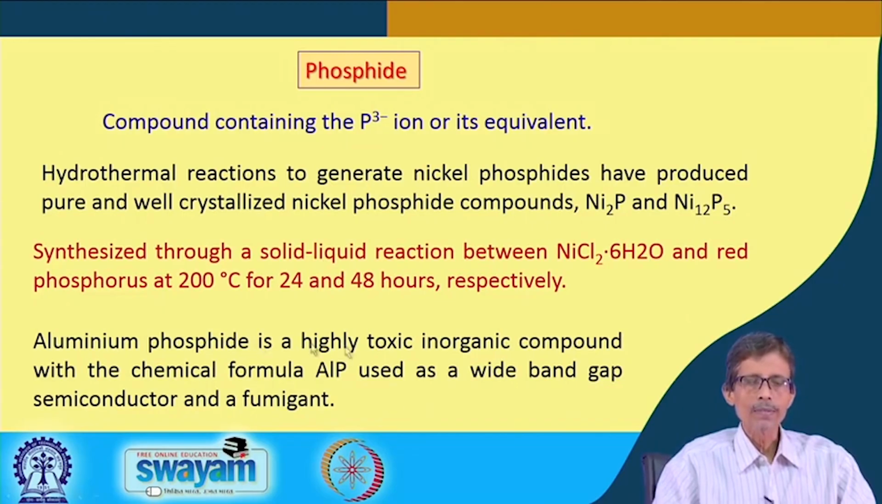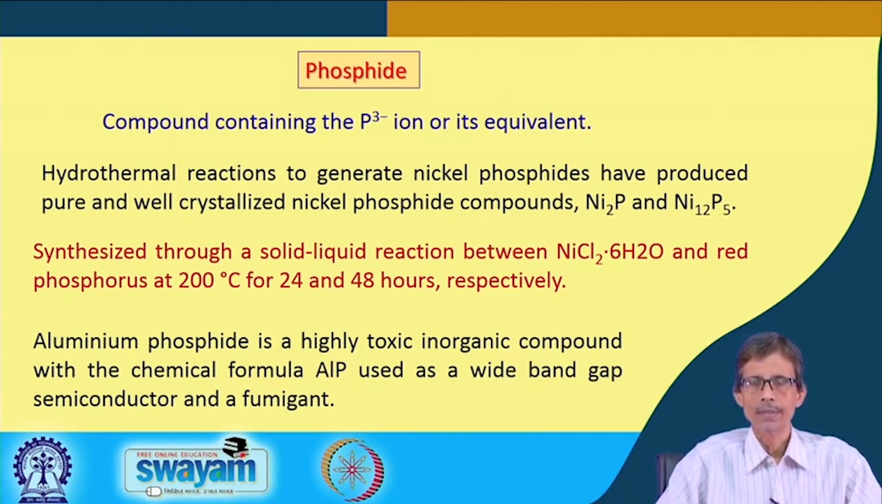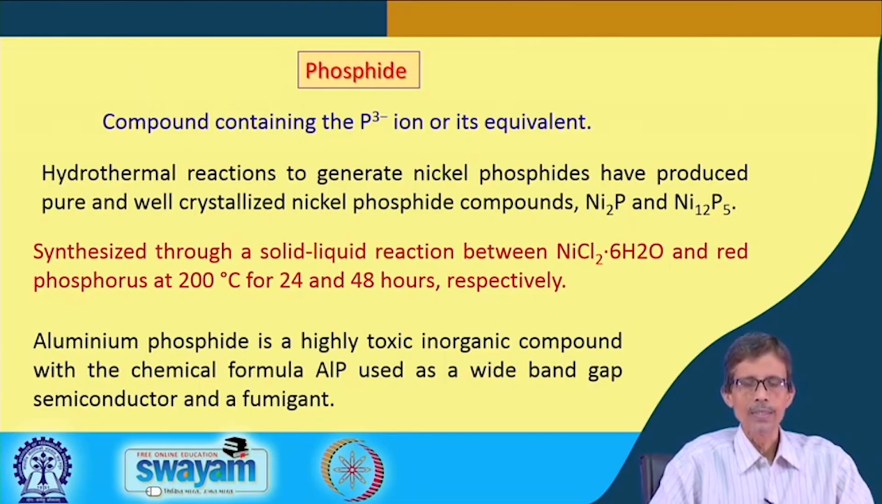So, where it is used basically is as a wide band gap semiconductor. As I told you, for the electronic industry, we can have this particular aluminum phosphide, where the band gap is a very huge one. So, it is a wide band gap semiconductor material. So, semiconducting material is there, and also it is a fumigant.